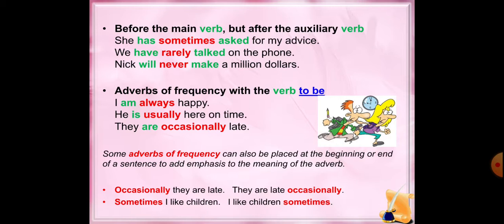Adverbs of frequency with the verb "to be": I'm always happy. He is usually here on time. They are occasionally late. Some adverbs of frequency can also be placed at the beginning or end of a sentence to add emphasis to the meaning of the adverb. For example, "Occasionally they are late" and "They are late occasionally." "Sometimes I like children" and "I like children sometimes."